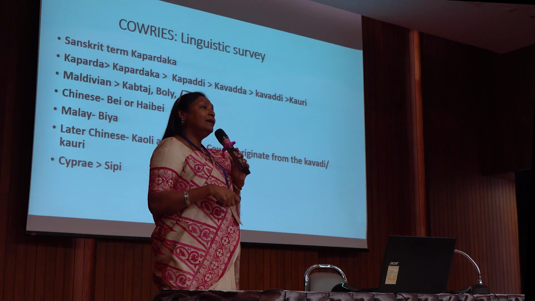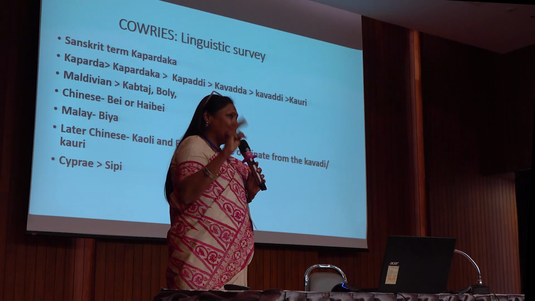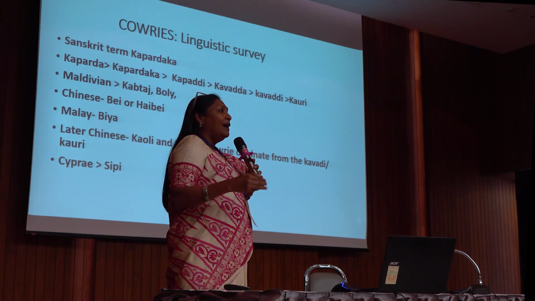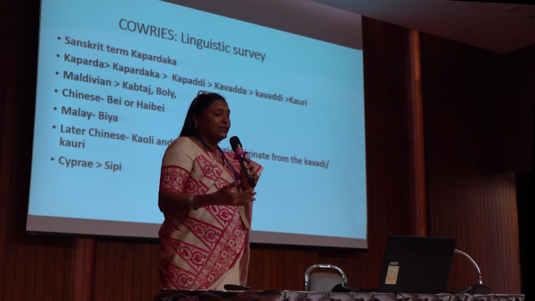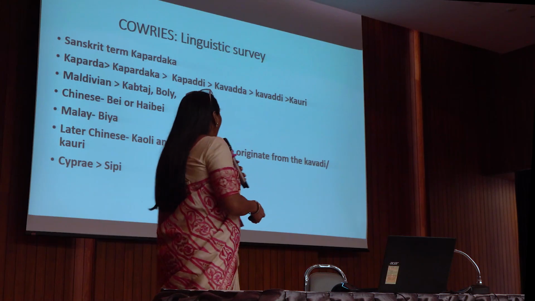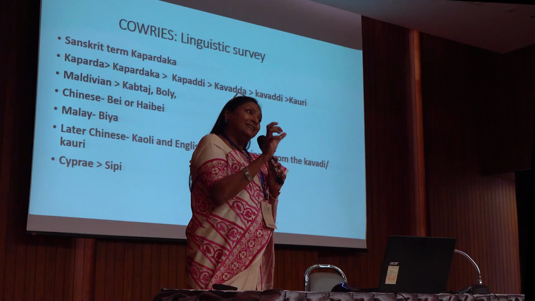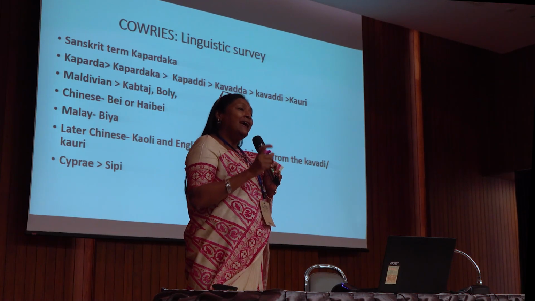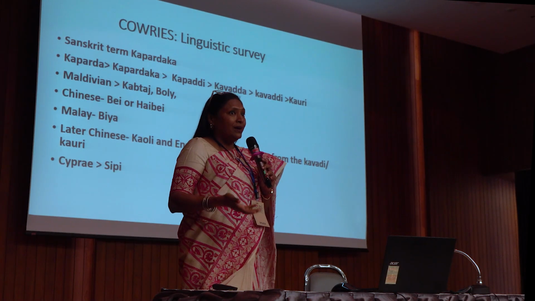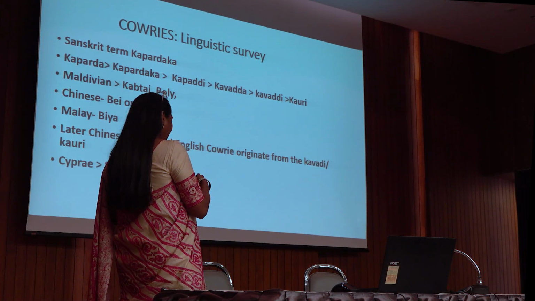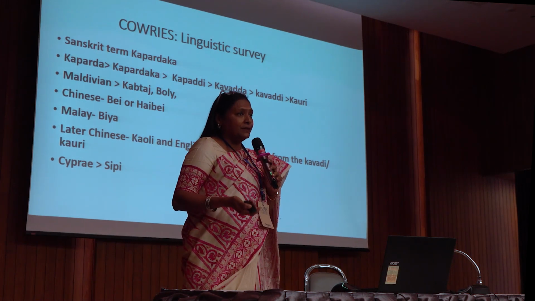But now, something very, very interesting is that in the 3rd century BCE, the Chinese changed the terminology and they started using the term Cowrie, which definitely comes from Cowrie. So what happened in the 3rd century BCE, that the Chinese had to change the terminology from Bei or Hei Bei to this terminology? We will come to that a little later. In the Cyprus island also you have a lot of them. They are called Sipi, which comes from Cyprus.